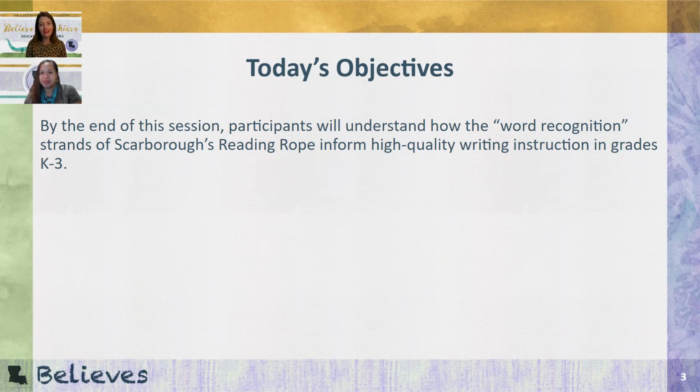And one of the big questions was, how does writing relate to reading? Well, writing is directly related to reading. And it's really directly related to the science of reading. And so that's kind of our focus with this whole series. So today we're going to focus on that side of reading that deals with really the word recognition and supporting our students in their ability to encode words with automaticity. So we'll talk through that today. But our goal for today is that you're going to see how these word recognition strands inform high quality writing instruction in grades K through 3.